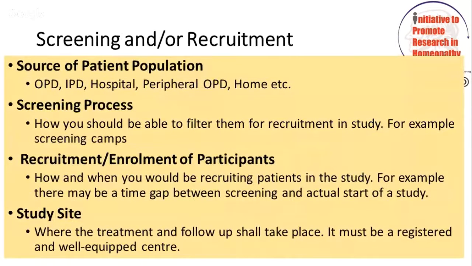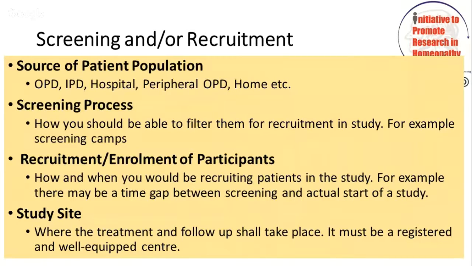Moving ahead, there comes the screening or the recruitment. You have identified the outcome measure, the endpoint, the population. Now, how will you recruit this population into your study? How will you screen them? Because you cannot invite anyone to come to your study and recruit them. You must have that filter, that screening process for the recruitment. What would be the source of the patient population? Would it be OPD or IPD or hospital or peripheral OPD or home, whatever? That source must be defined in your trial. The screening process must be defined. How would you be able to filter them for the recruitment in the study?